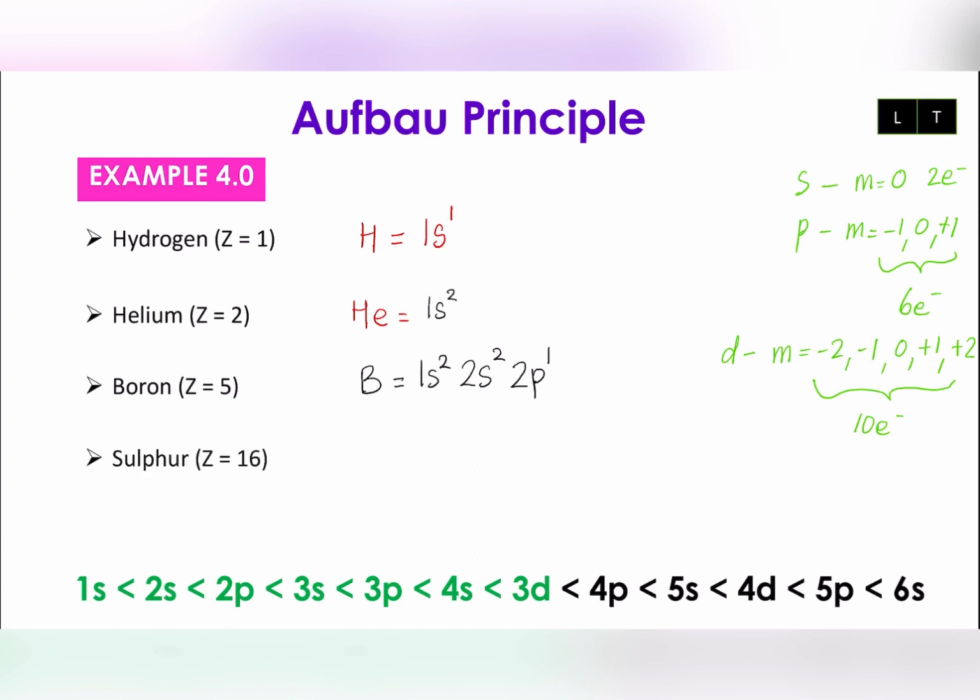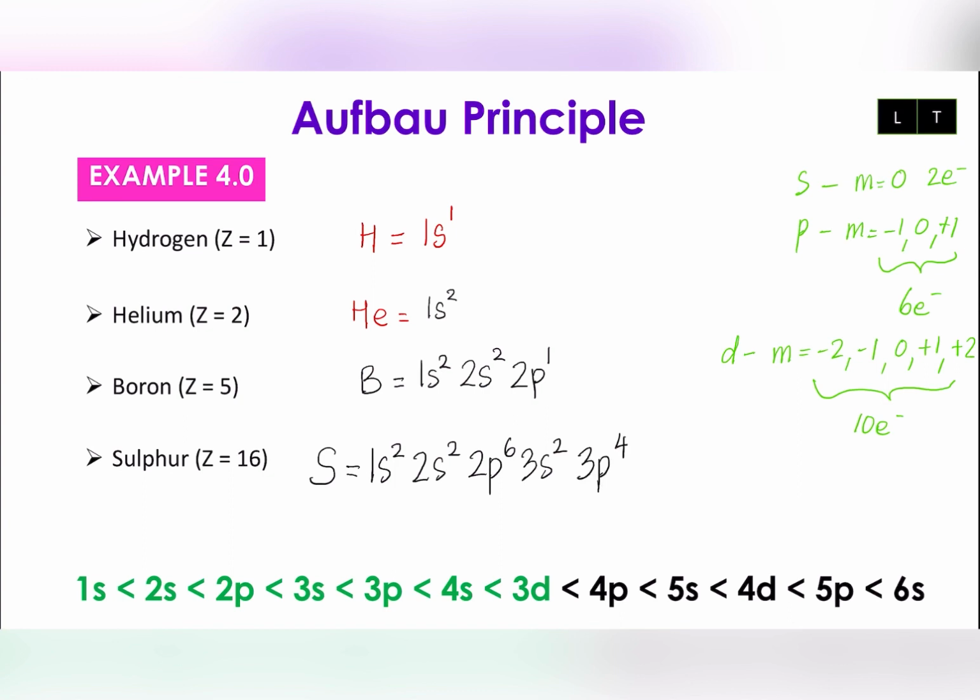Let's continue with the last example. I have sulfur with 16 electrons. I'm going to write down my symbol for sulfur first. Sulfur is capital S, and I have starting from 1s2, then 2s2 and 2p6. So right now I have already used up 10 electrons, so I have 6 more left. I'm going to continue with the next orbital, 3s2, and then we have 4 more left. The last 4 electrons are going to be in the 3p orbital.